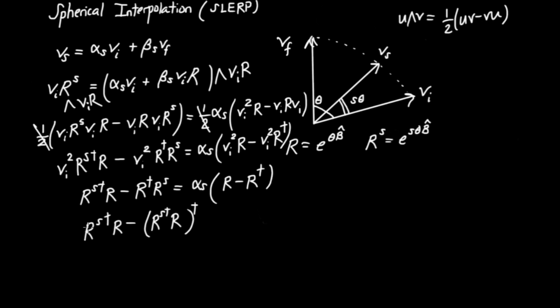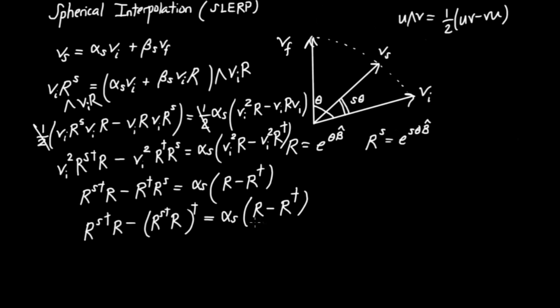So I've rewritten the left-hand side as that, and then I'll just keep the right-hand side over here. Alpha sub s times r minus r dagger. Now, we have a rotor minus its conjugate, and we're going to discover something very similar happening to when you have a complex number and you subtract away its conjugate, in that the imaginary part is going to be the only thing left. It's actually going to be twice the imaginary part of all this stuff.